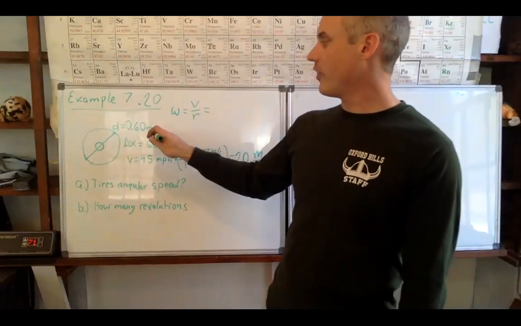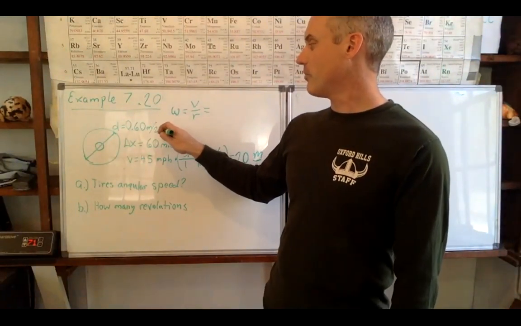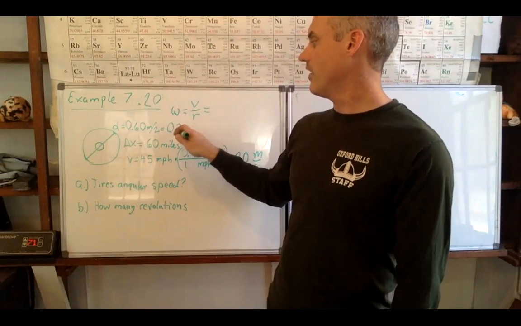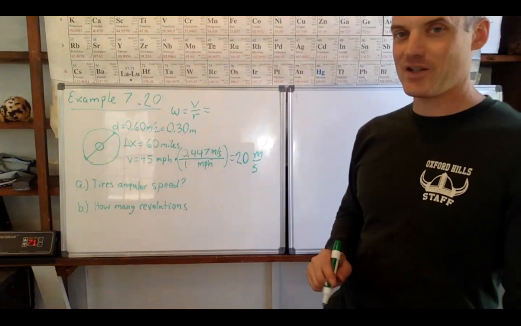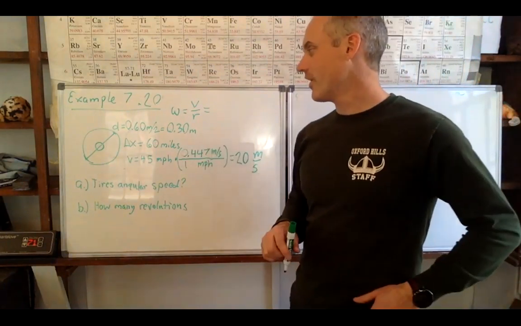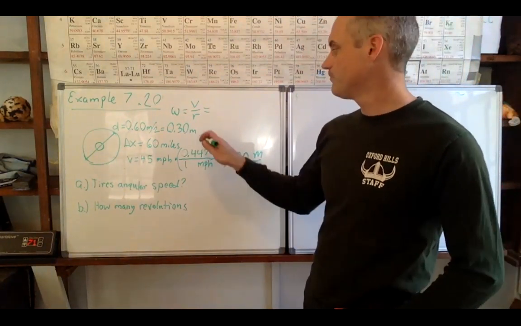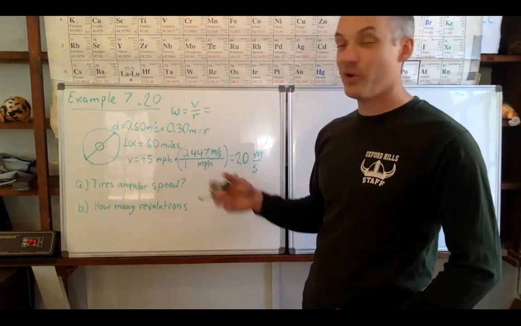We have a diameter of 60 meters, but if you divide that by 2, then that's 60 meters, 0.6 meters. That would be a gigantic wheel. So you're looking at a radius of 30. 0.3.